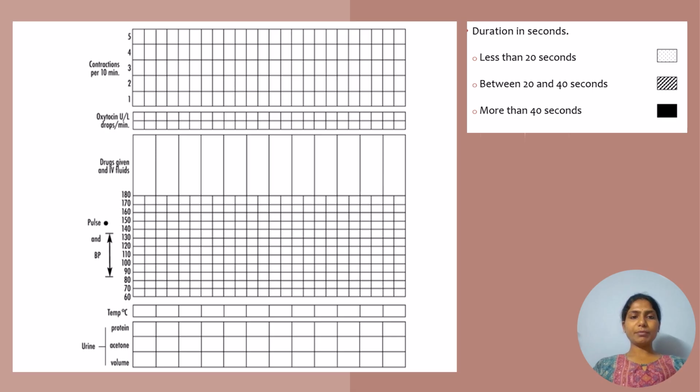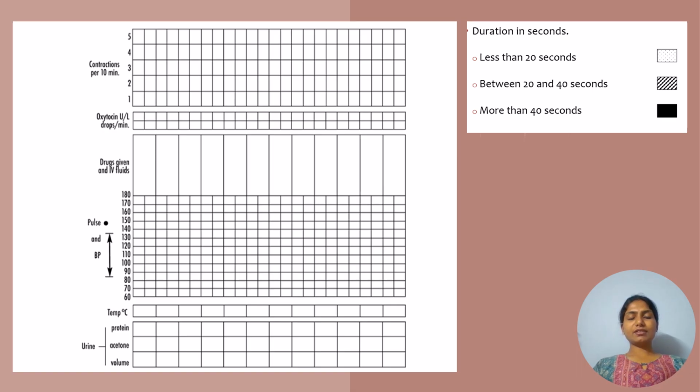And if it is an augmented labor, we have to mention the number of units of oxytocin used and the drop rate or the titration. This should be mentioned in the next column. And any IV fluids or analgesic drugs or any other drugs given during the labor, the dosage, the route and the course must be mentioned in the next column.